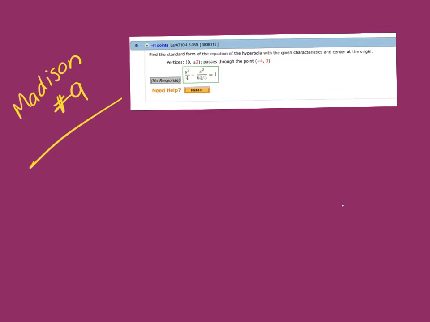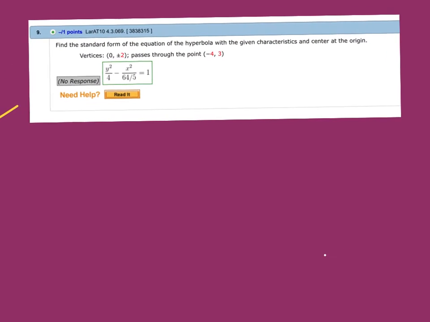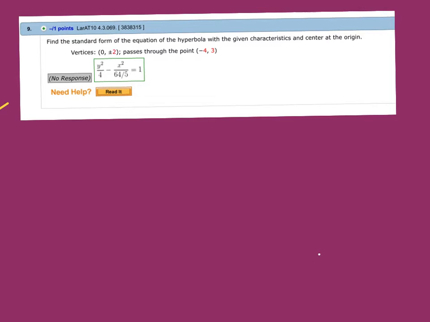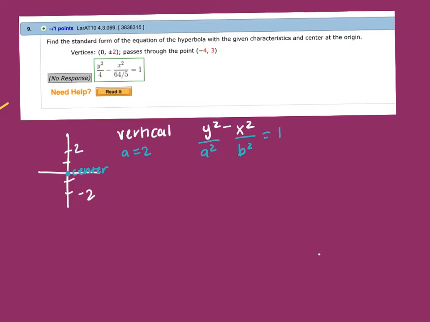Okay, Madison, here's your number 9. It says find the standard form if it has vertices at 0 plus or minus 2 and passes through point negative 4, 3. So we're going to go up and down 2 for the vertices, which tells me this is vertical, which means it's a y squared minus an x squared. It tells me that the center is at 0, 0 because it's halfway between. And it tells me that a is 2. So I know the a squared goes under the y squared and the x squared gets the b squared. So I have y squared over 4 minus x squared over b squared equals 1 so far.